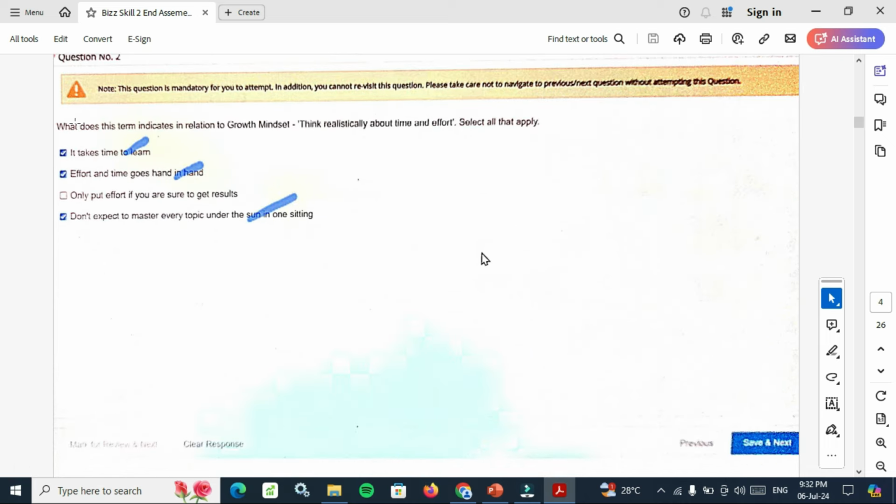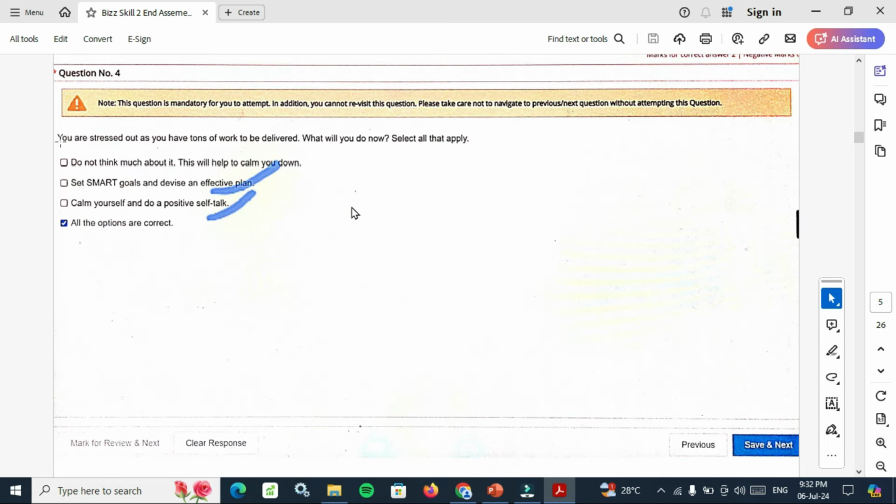Next question: what does this term indicate in relation to growth mindset? Think realistically about time and effort. Select all that apply. The right answers are: it takes time to learn, effort and time go hand in hand, and don't expect to master every topic under the sun in one sitting.